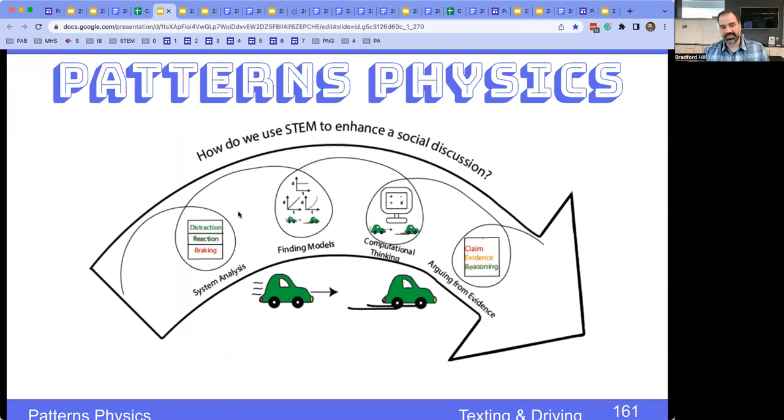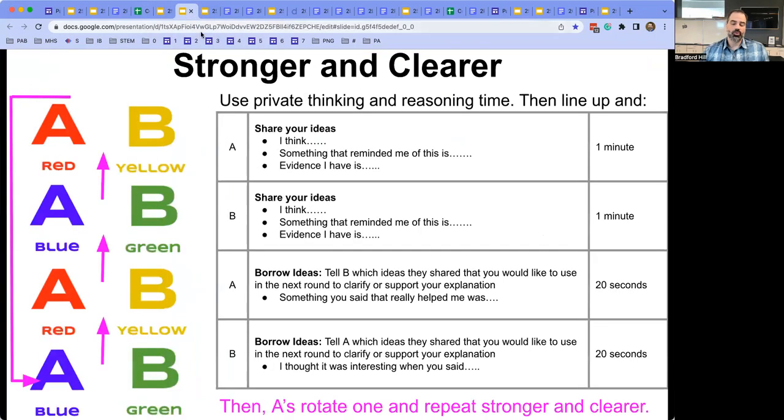All right, so that's the system analysis. And as we already mentioned, they realize that they need some equations. And so how do we get them? Those are in patterns in the data. So one last thing to say is Stronger and Clearer. We really want that system analysis to drive the learning. So they have to be good with it.